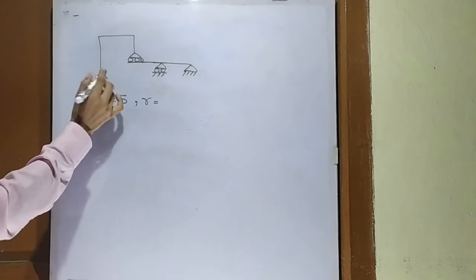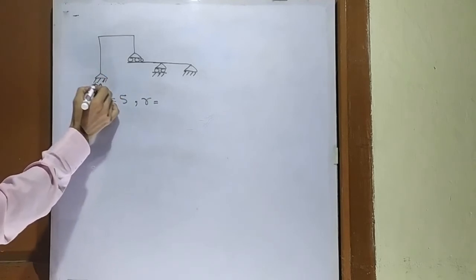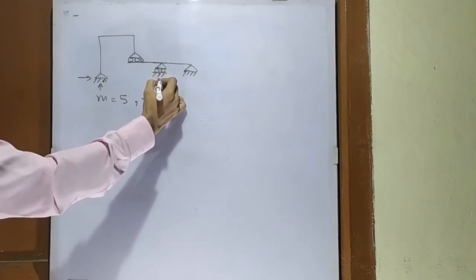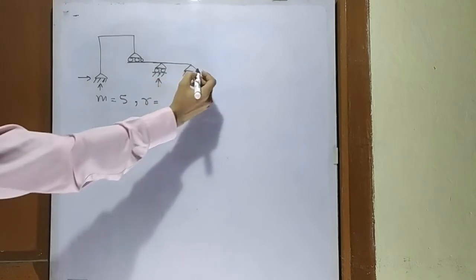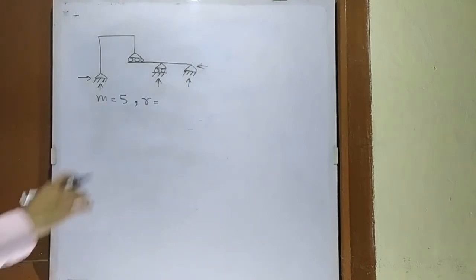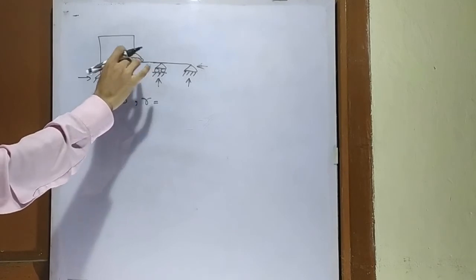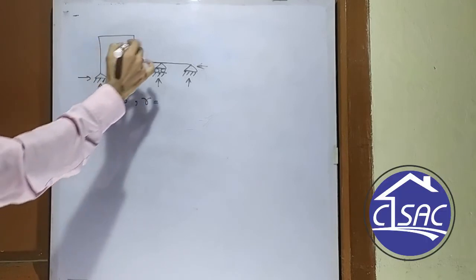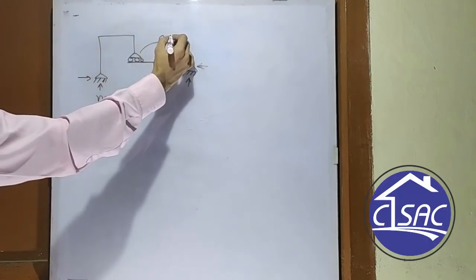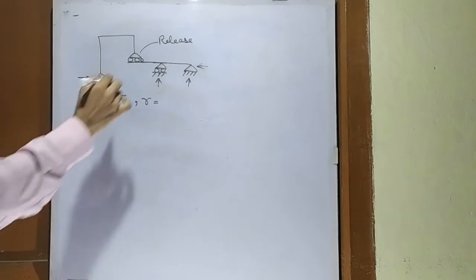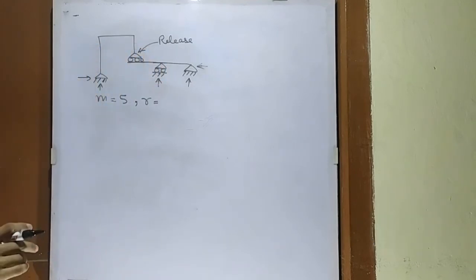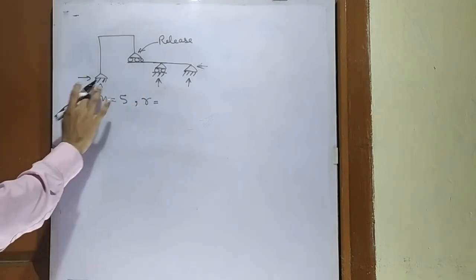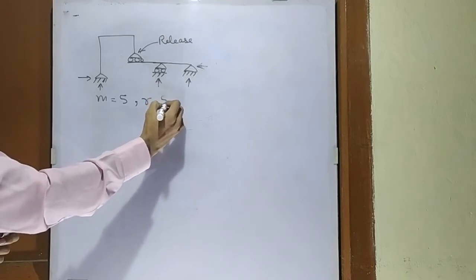Number of reactions is 2 at this pin support, 1 vertical reaction and 1 horizontal reaction, 1 at this roller support, and 2 at this pin support. But because this roller support is in between the structure, we will just assume this roller support as a release. So we will take this roller support as a release, and we will count the number of releases for this roller support. So the number of reactions is 2, 3, 4, and 5. Number of reactions is 5.